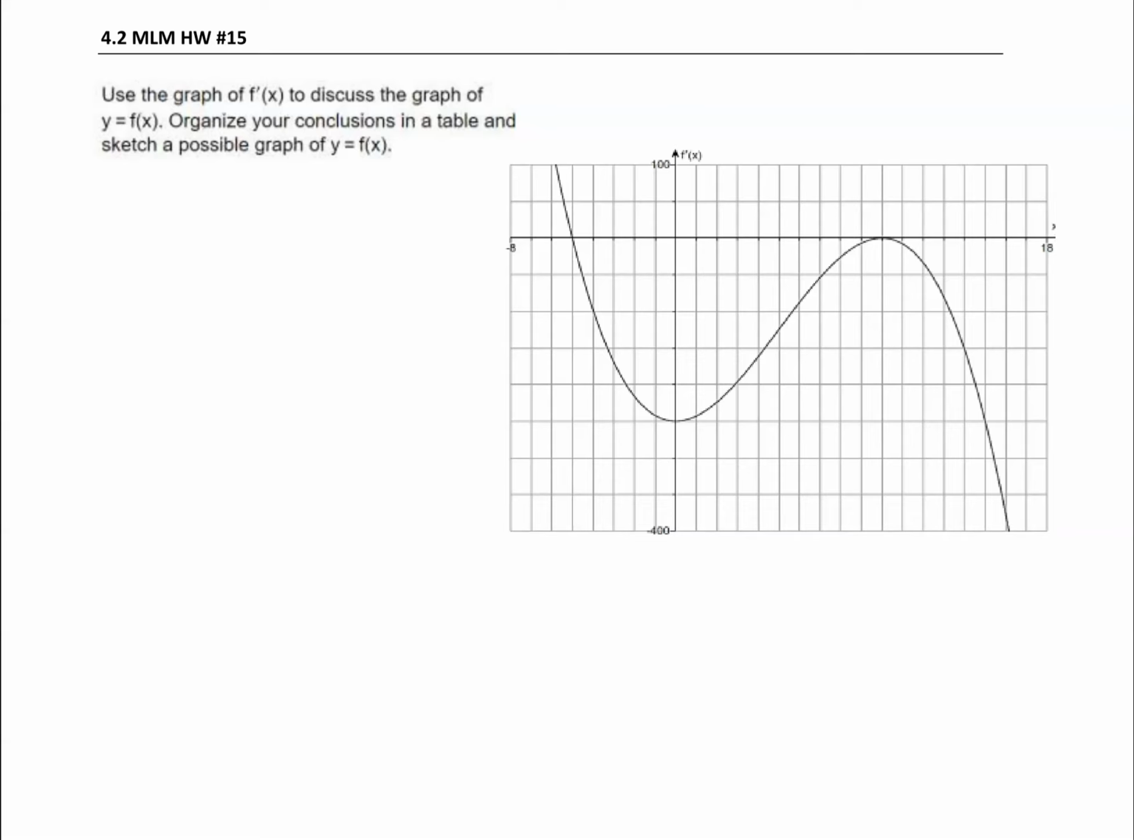This is question number 15 from the 4.2 MyLab math homework. And y'all, this is one of the tricky ones because they give us a graph of f prime and they want us to get information off that graph and then use it to sketch a possible graph of f of x.